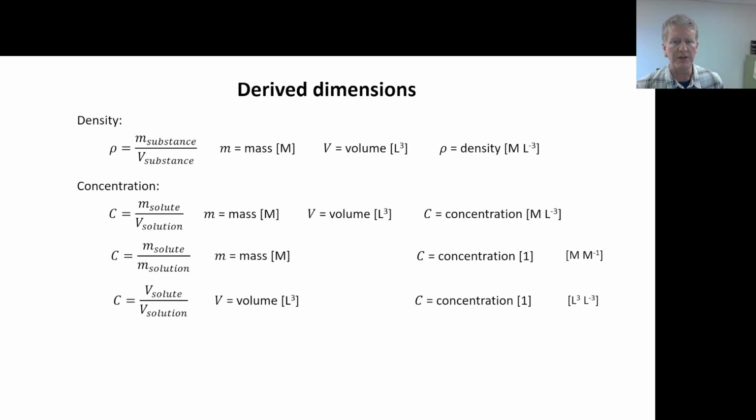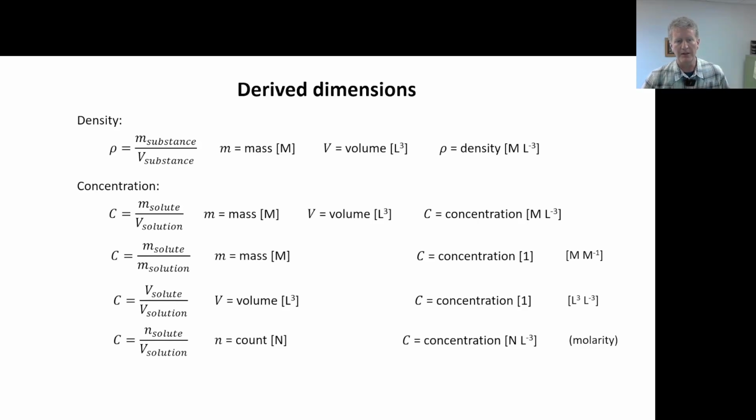Chemists concerned with stoichiometric calculations will often report concentrations in molarity, which is defined as the count of solute molecules normalized to the volume of the solution. Molality is another common dimension of concentration where we consider the count of the solute per mass of the solution rather than the volume of solution used in molarity.